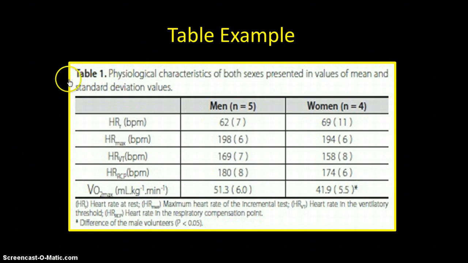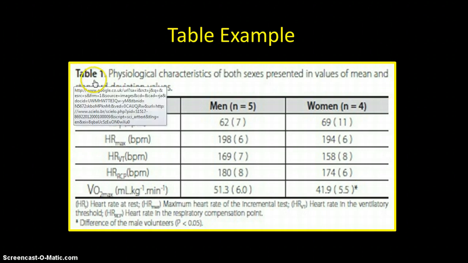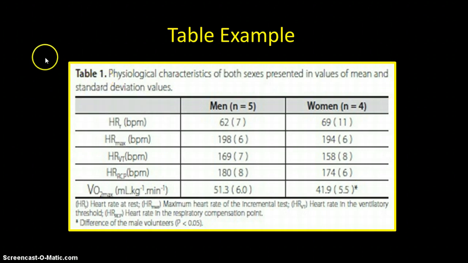What you can see is that it has a reference here, so table 1, or you might use figure 1. And here's the title of the table: physiological characteristics of both sexes presented in values of mean and standard deviation. So it tells you what it is. We've got clearly presented the content of the table with the units of measurement, and that again is really important. I can't stress that enough. Again, sometimes you see numbers, but we don't know whether we're talking about heart rate or whatever value, minutes or meters, whatever it happens to be.